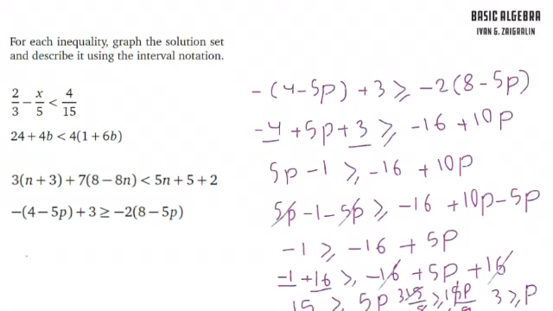So the solution set for this inequality is p is equal to or less than 3, and the interval notation for this inequality is p is all the real numbers that are 3 or less than 3.